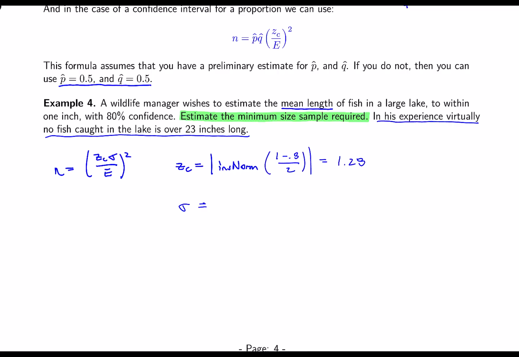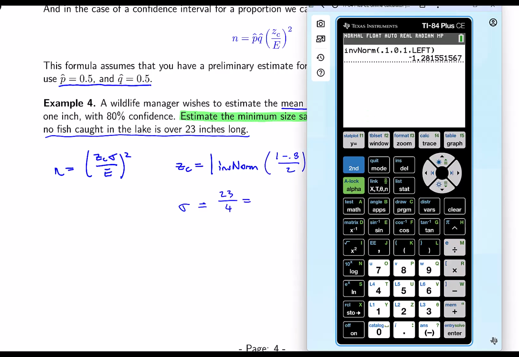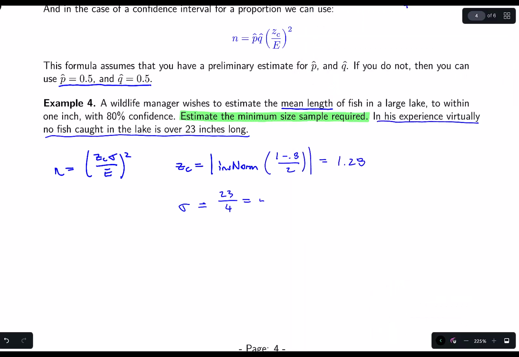The minimum length, I think we could just say 0. It's not going to be anything less than that. But that gives us a range. So the range of the lengths of fish here would be 23 over 4. And so using the range rule of thumb, that gives me 5.75 for my standard deviation. Okay, it's an estimate. It gives us something to work with, so that's fine.